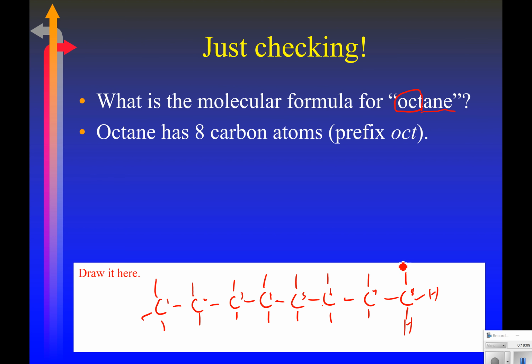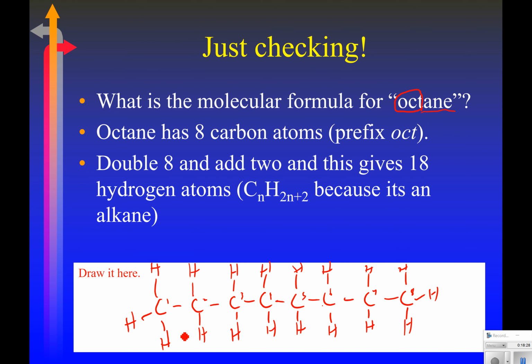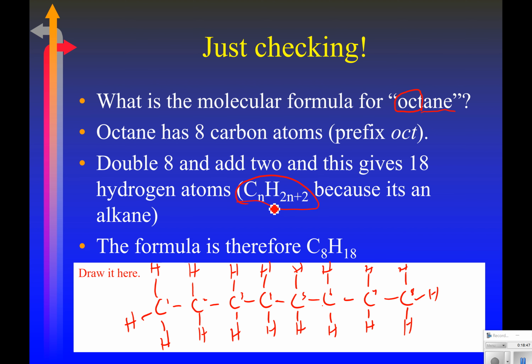Now, generally we write all the hydrogens in here, which, as you can see, watching this video or even doing it yourself, is pretty annoying. But nevertheless, I want you to see how you would do this, and I'll show you a shortcut in a second. So we double the 8 and add 2, and this gives us 18 hydrogen atoms, and we connect those to each of the carbons. So our formula becomes C8H18, and we just fill that in with the general formula shown here.